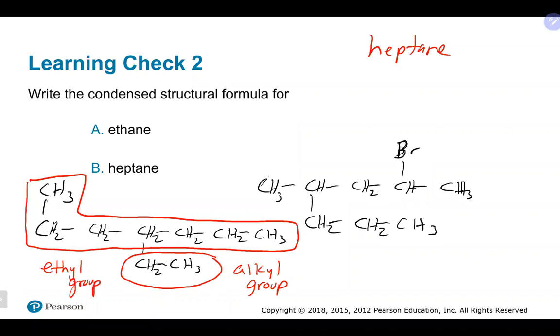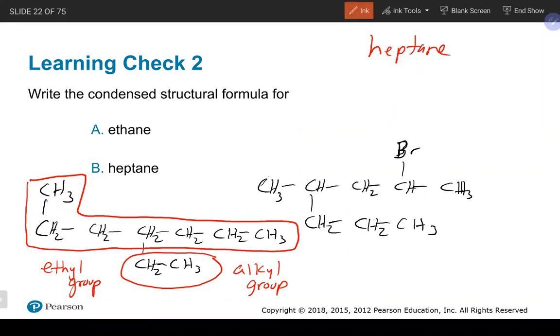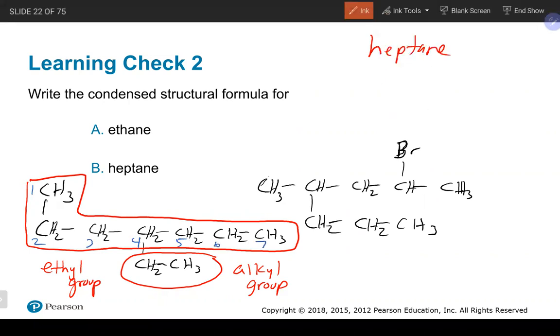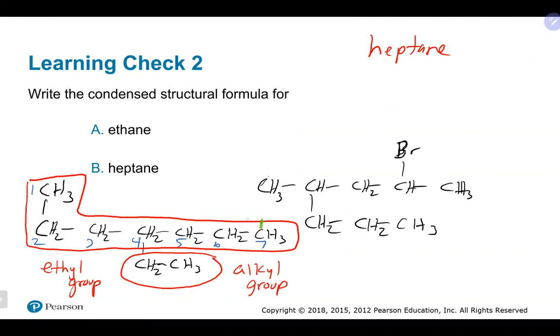We need to number the chain. We have 2 ways that we can number it, starting up here. This could be 1, 2, 3, 4, 5, 6, and 7. Going the other way in terms of numbering, this would be 1, 2, 3, 4, 5, 6, and 7. Which way is the smallest? Doesn't matter in this case. Each way gives us 4. So that's really all we need. It's at number 4. It's an ethyl group.